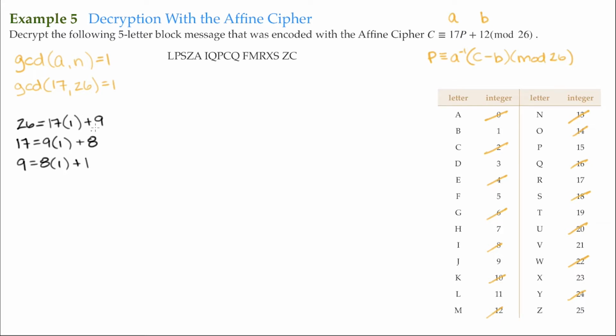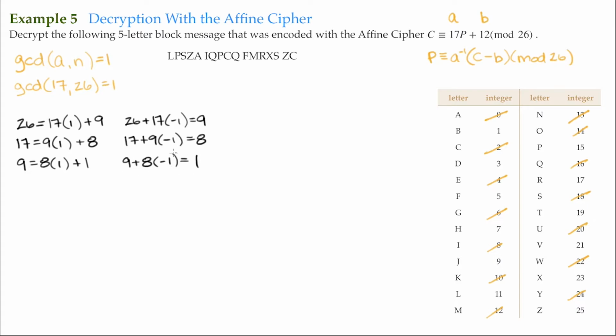We then write these in terms of the remainder. So we'll write this as 26 plus 17 times negative 1, that's equal to 9. 17 plus 9 times negative 1, that's equal to 8. And then 9 plus 8 times negative 1, that's equal to 1.